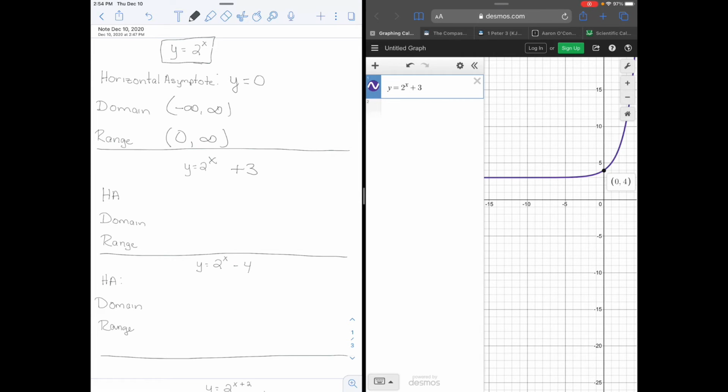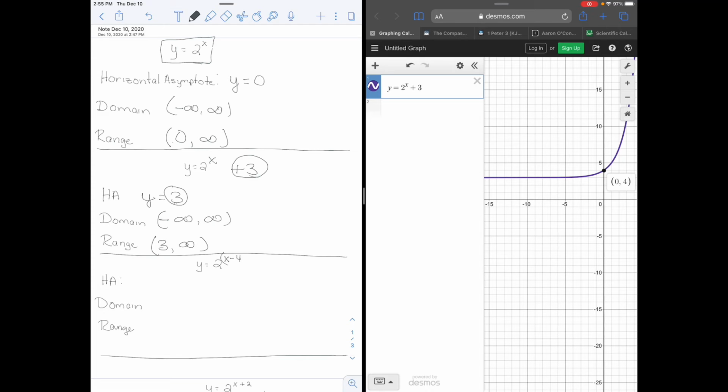So recall from what we've done in the past, moving by adding something on the outside is going to move it up or down. So in this case, it changed the horizontal asymptote that is now y equals 3. And that corresponds to this 3. Our domain is going to remain the same. And our range changes based upon our horizontal asymptote. So since our horizontal asymptote is 3, that means our range is 3 to infinity. Okay? Let's do another one where we change it.